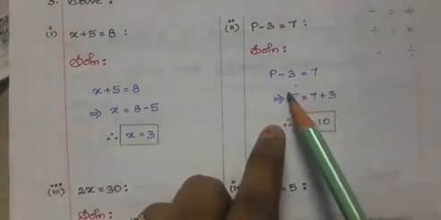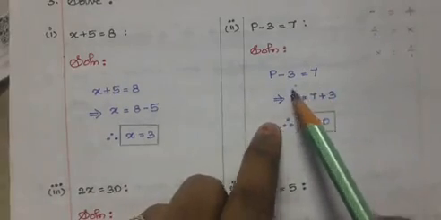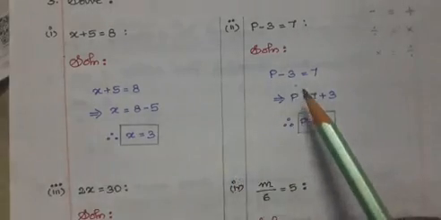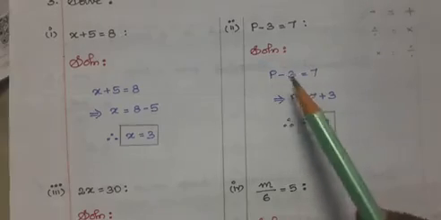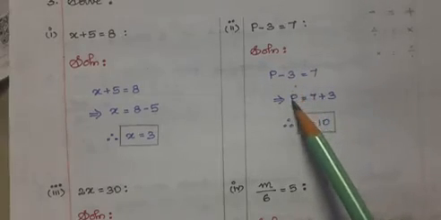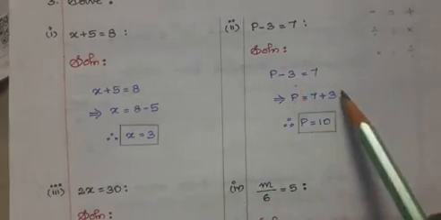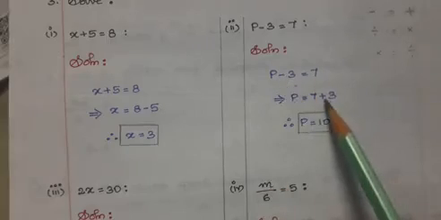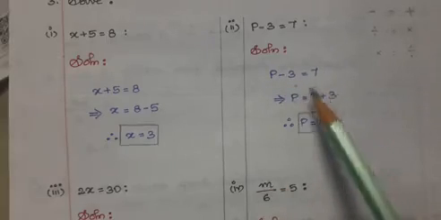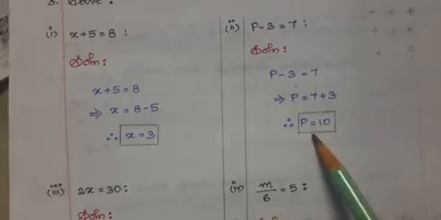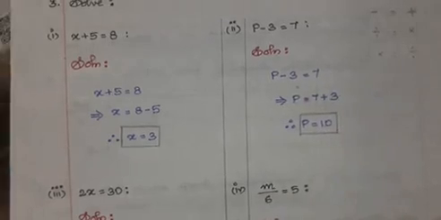So, always have the unknown. Unknown is nothing but the value which we need to find. So, p is the unknown value, so I kept that at the left hand side. Take the remaining constant to the other side. When I take minus to the other side, it becomes plus. So, minus 3 becomes plus 3. 7 plus 3 is 10. Therefore, p is equal to 10. We'll move to the third question.